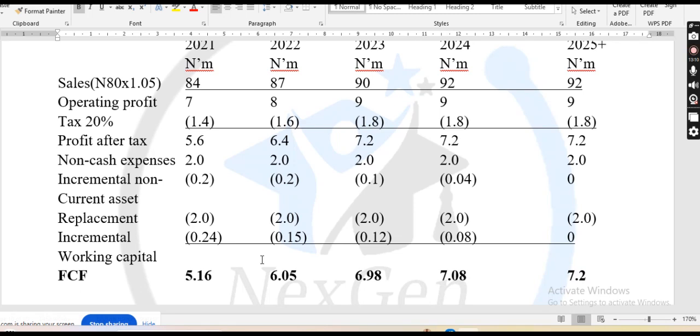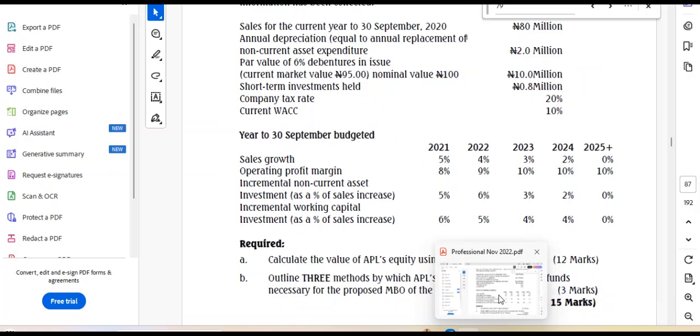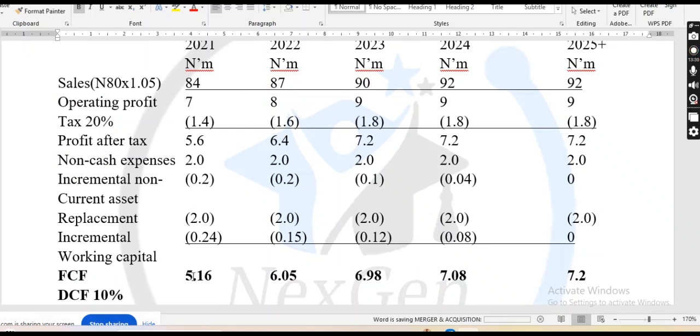So what is the DCF? The weighted average cost of capital given to us in the question. 10%, right? So what is the DCF for year one? 0.909.